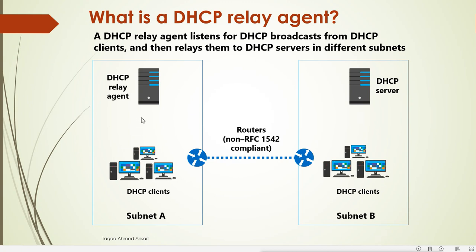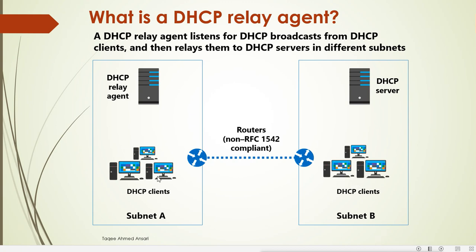Now the problem is that the broadcast is not transferred to the router. Suppose this client is in subnet A and the other client is in subnet B, and these subnets are connected through routers. Routers can only pass unicast. They will not pass the broadcast. The broadcast in subnet A will remain in subnet A. It will not go to subnet B. And the broadcast for subnet B will remain in subnet B. It will not go to subnet A.